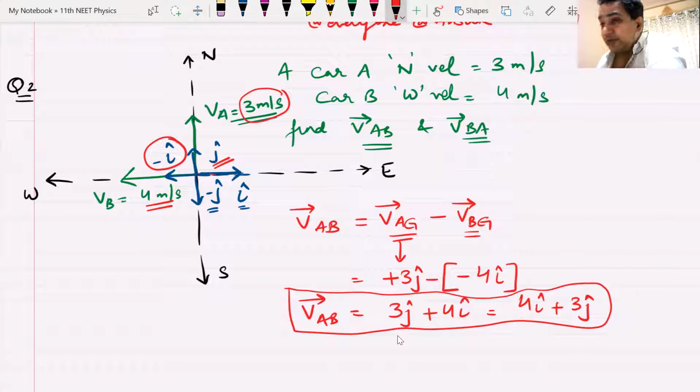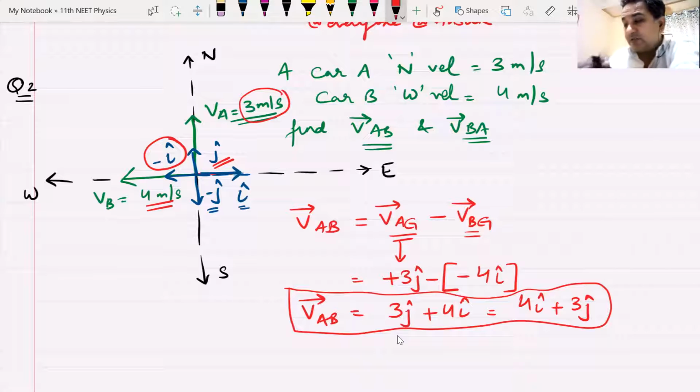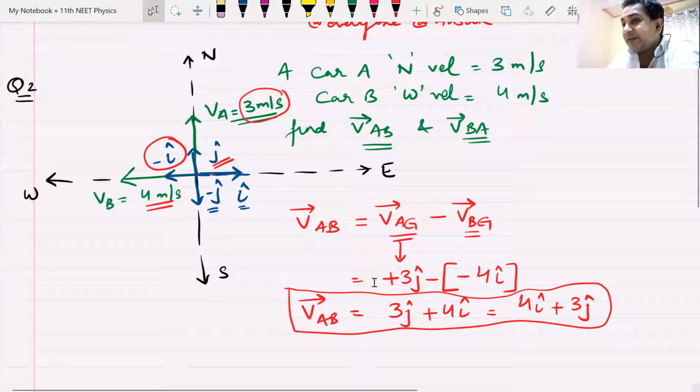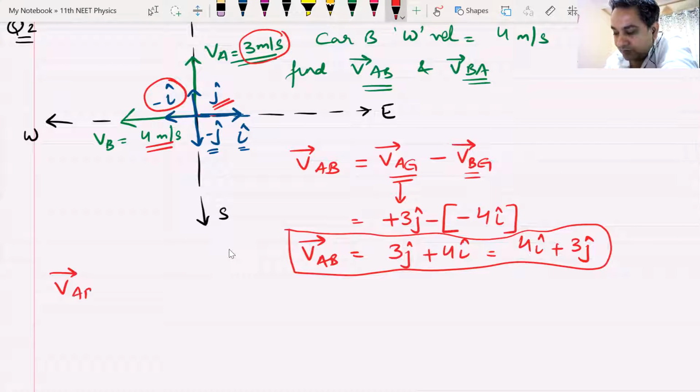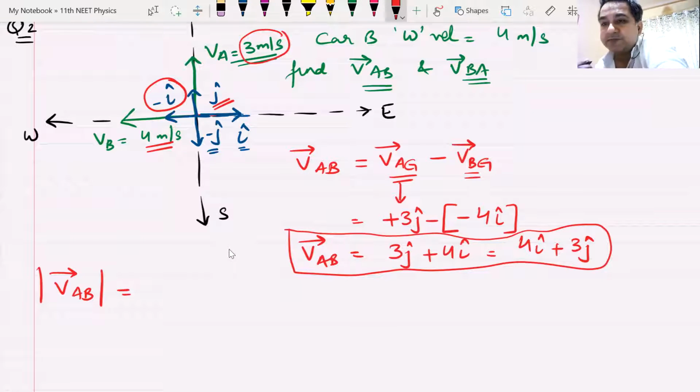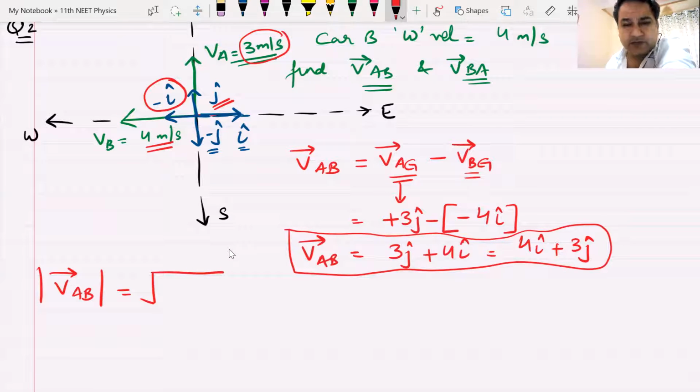Okay. But Niharika, I must add here that I would also like you to find out the magnitude of velocity and the direction of velocity. What do you think is the magnitude, Niharika? You can unmute yourself. Velocity of A with respect to B, the magnitude. How do you find it out? Sure, it's under square root of x square plus y square.